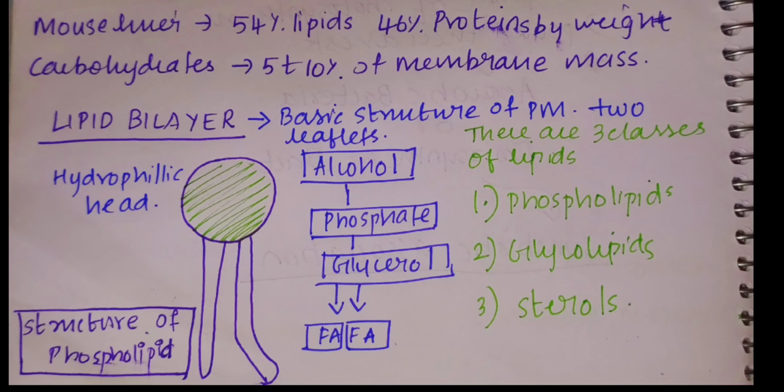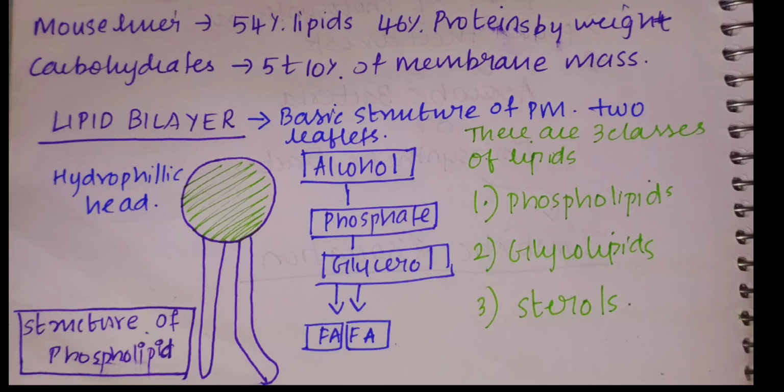Okay, next, lipid bilayer. Now what is a lipid bilayer? The basic structure of the plasma membrane is the lipid bilayer. It is actually composed of two leaflets of amphipathic lipid molecules, which have polar head groups in contact with the intra- or extracellular aqueous phase, whereas their non-polar tails face each other, constituting the hydrophobic interior of the membrane.